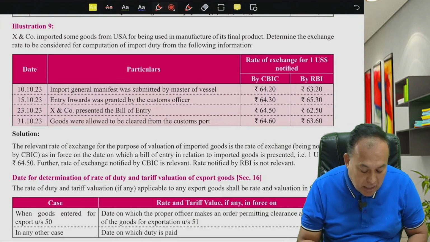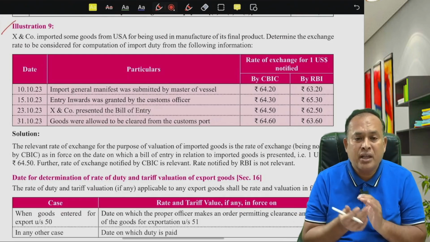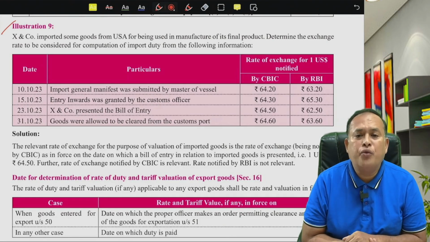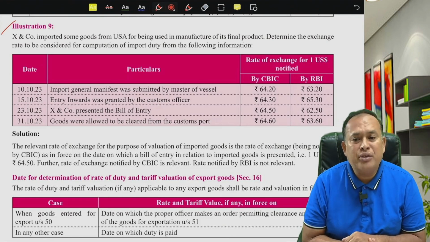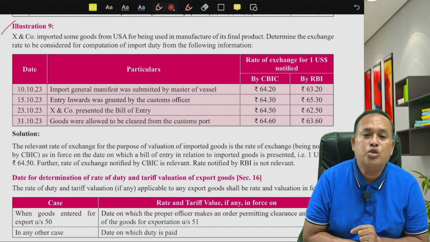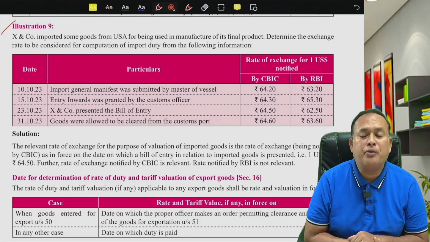In this regard, I am bringing to your notice illustration number 9. Now I am reading here. XN company imported some goods from USA for being used in manufacturing of its final product. Determine the exchange rate to be considered for computation of import duty from the following particulars.